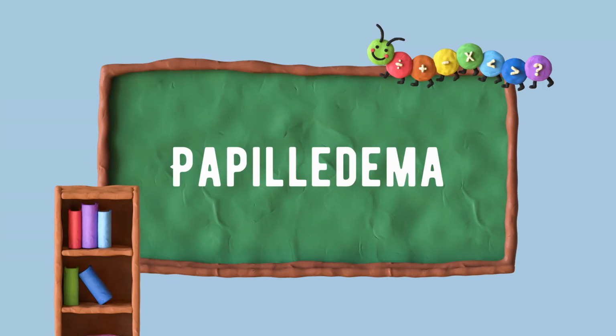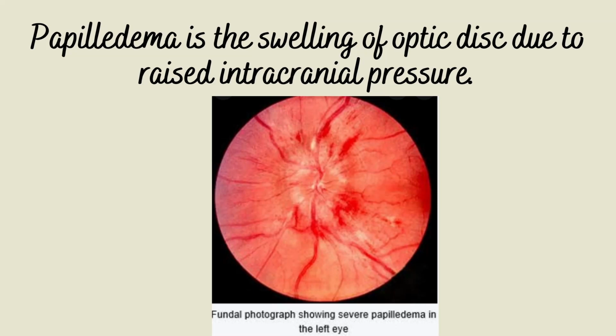So today we are going to discuss papilledema. What is papilledema? It is the swelling in the optic disc due to raised intracranial pressure. You can see in the picture there is severe papilledema in the left eye. You can see the edematous optic disc. So it is a swelling of the optic disc due to raised intracranial pressure.